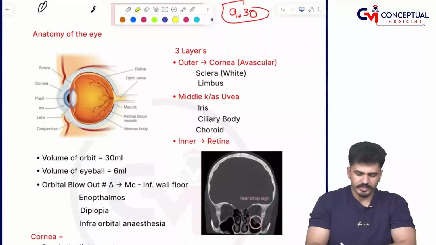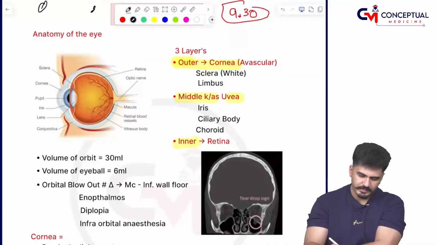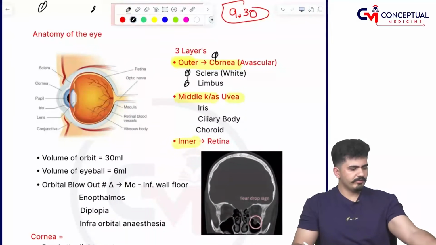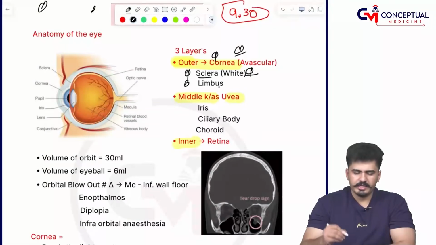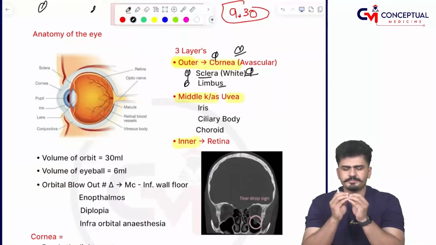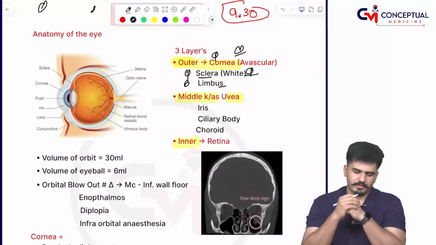What are those, sir? Outer, which is cornea, middle, which is also called as uvea, and inner. Outer layer, middle layer, and inner layer. Sir, outer layer we are having cornea, sclera, limbus. This cornea is the only avascular structure in the eye. Sclera is the white part in the eye, and limbus having the muscles, zonules and ciliary muscle, which are for the mydriasis and meiosis of the eye, plus also for the accommodation power of the eye.